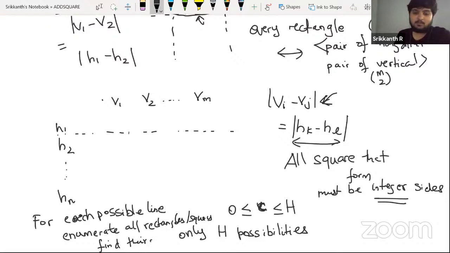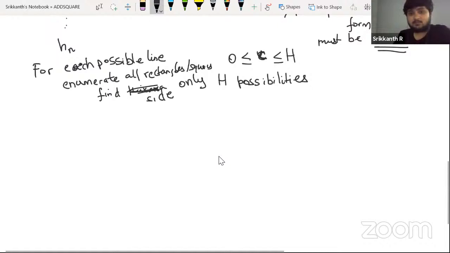Well, if the areas of two squares must be different, their sides must also be different, because area is just side squared. So we don't have to find the area, just the side is enough. Find their side lengths. And once we find the side lengths, we can calculate the number of distinct side lengths, and we can get the maximum of all. So this is the brief outline of the solution, which we have to optimize.